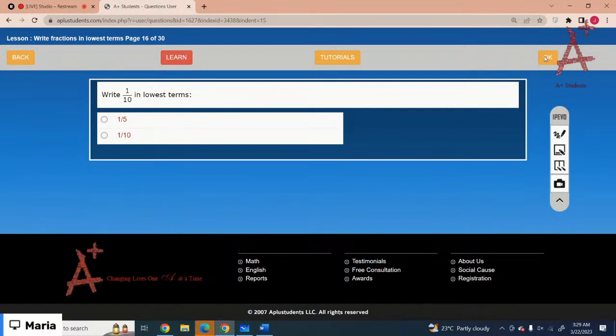Okay, write 1 over 10 in the lowest form. So which is the correct option? 1 over 10 is already in the lowest form. Got it? So it would be 1 over 10.